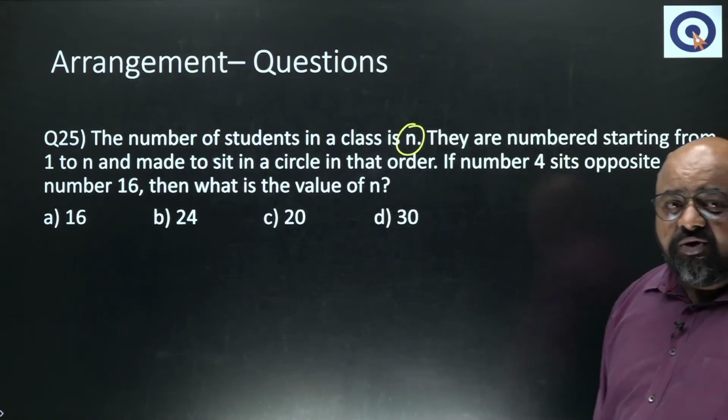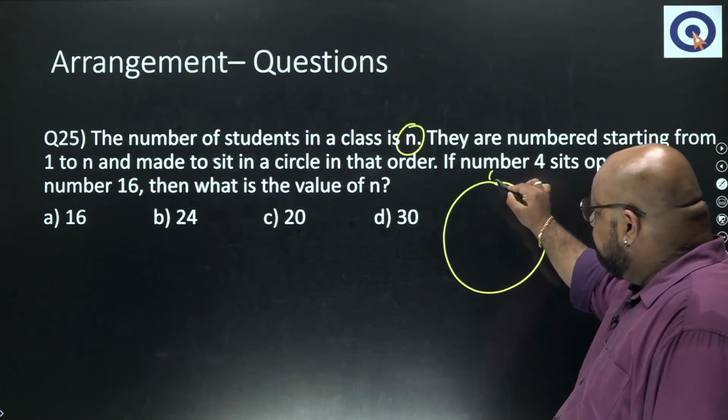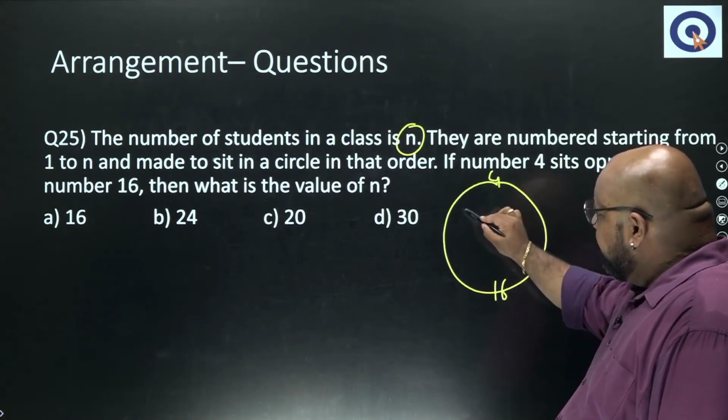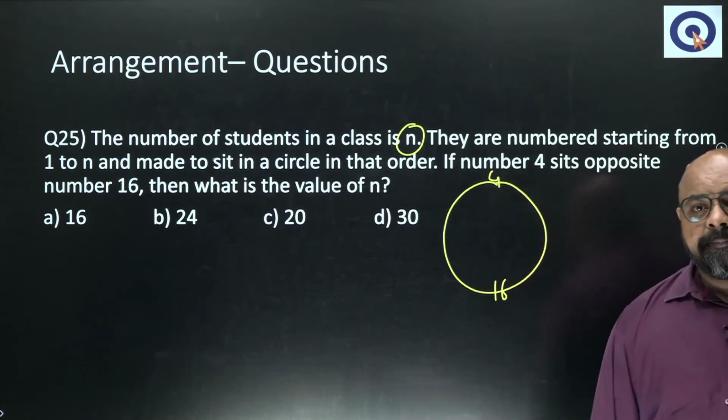If number 4 sits opposite 16. So this is the circle. 4 is sitting opposite to 16. 1, 2, 3, 4, 5, 6, and so on, the circle was made. What is the value of n?